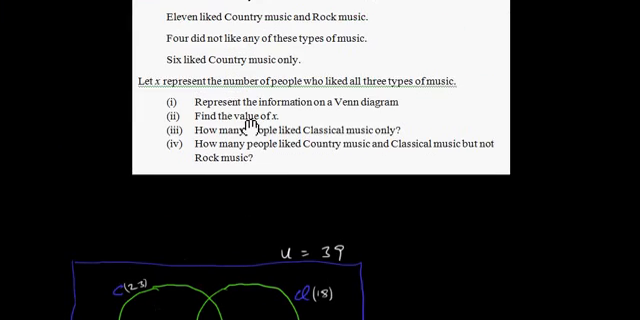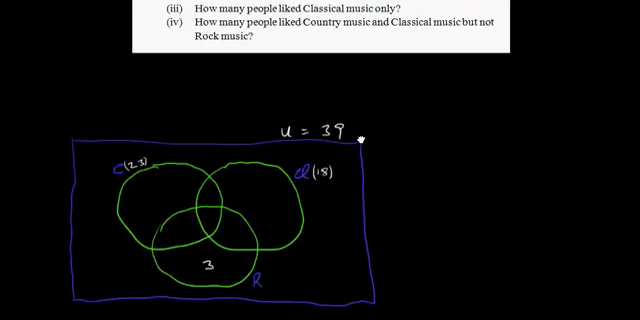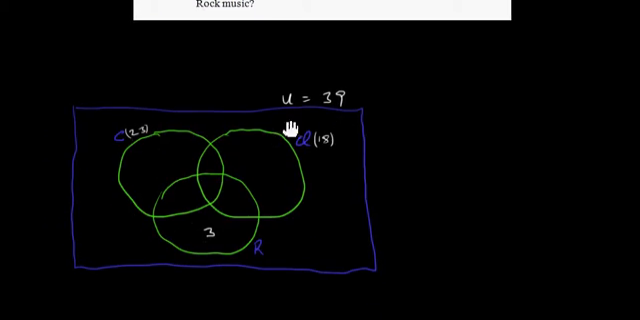Okay, so that's that bit done. 3 like rock music only. 7 like classical music and rock music, but not country music. Not country music. So how many did we say? 7. So 7 like classical music and rock music. So that's here. But they don't like country music.